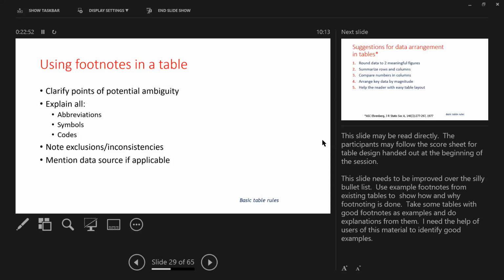The footnotes are important to clarify any ambiguities, explain the abbreviations, explain the symbols. If there are inconsistencies in your data, and we'll come back to that, explain them. One of the first things I check as a reviewer is, do the numbers add up in my table? If your numbers don't, sometimes there are very good reasons why the numbers don't add up. But if that's the case, explain why, because otherwise it looks bad.